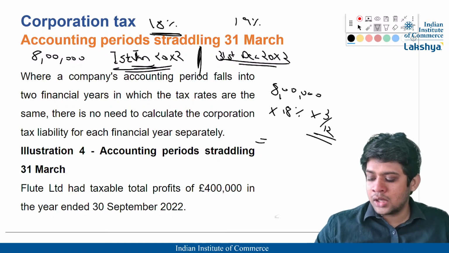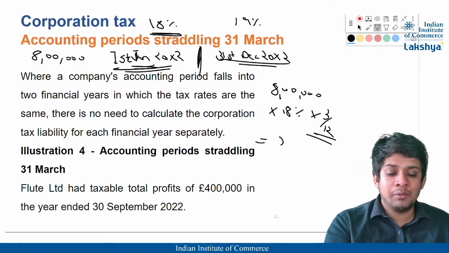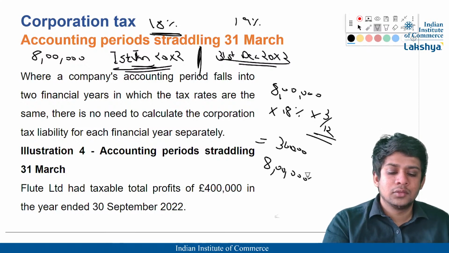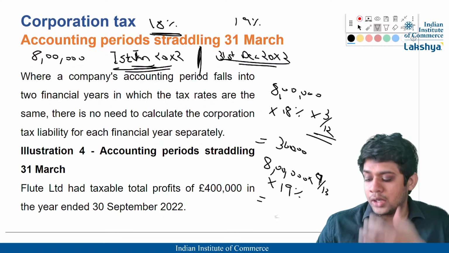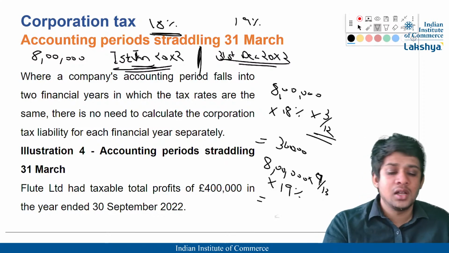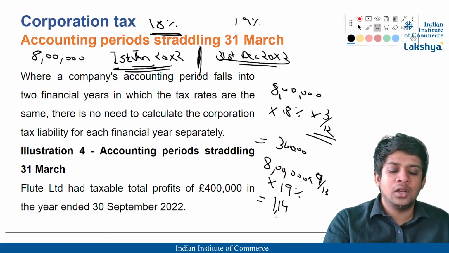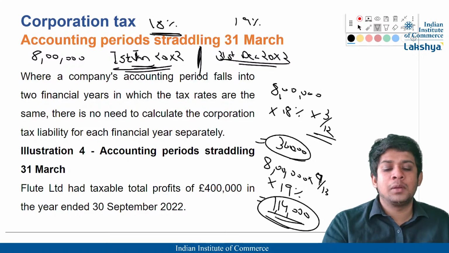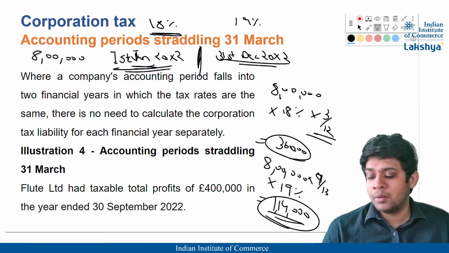Into 18% into 3 divided by 12, that is going to give me 36,000 tax, right? And for the remaining 9 months it will be 8 lakh into 9 divided by 12, but the tax percentage will be 19%. So 8 lakh into 9 divided by 12 into 19% is going to give me 1 lakh 14,000. So my total tax liability will be 1 lakh 14,000 plus 36,000.